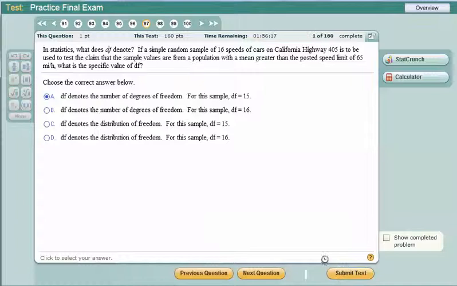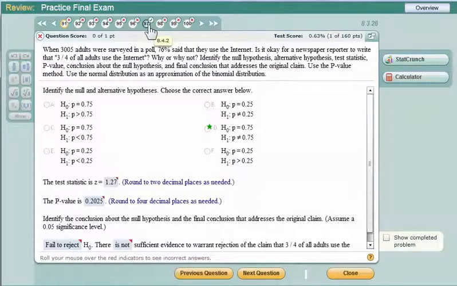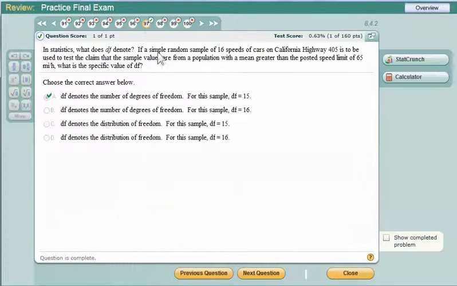And I'll submit the test, but this time, do we even have to wait for it? I'll just go there. Okay, so here's the question. We got it right. So DF, degrees of freedom, is n minus 1 for pretty much every case we did.